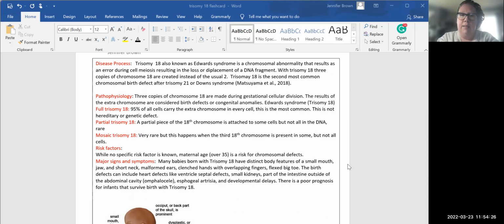than 50%. So while there are no specific risk factors known for trisomy 18, maternal age over 35 is considered a risk for chromosomal defects, both with trisomy 18 as well as with Down syndrome.